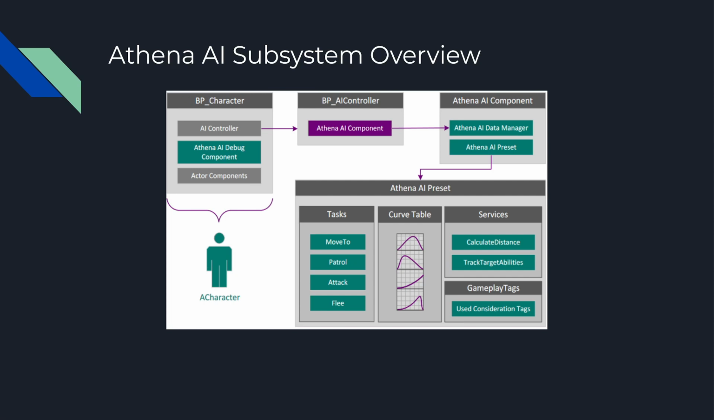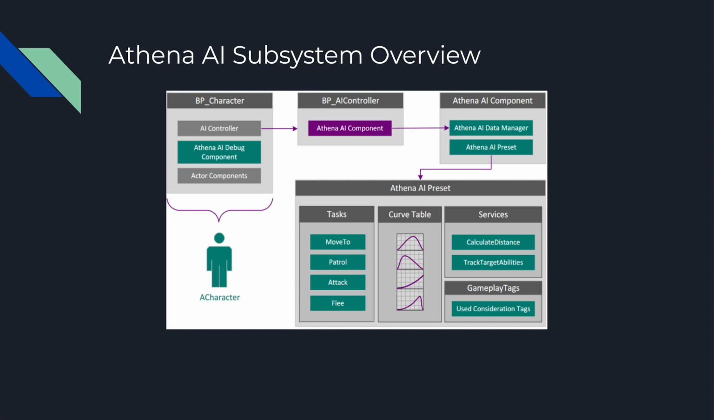Now you might notice that there is a further breakdown in this diagram after I just said not to worry about it. Within the Athena AI component lies the real meat of what we're here to talk about, the Athena AI preset and the Athena AI data manager. The Athena AI data manager is where all of the thinking takes place. Think about it this way. The Athena AI preset tells the data manager what to think about, and the Athena AI data manager does the thinking. Another way to think about this is that the data manager is all of the hard-coded logic, while the AI preset is where all of the user-defined data is stored. This would be the considerations, tasks, consideration curves, services, and gameplay tags.